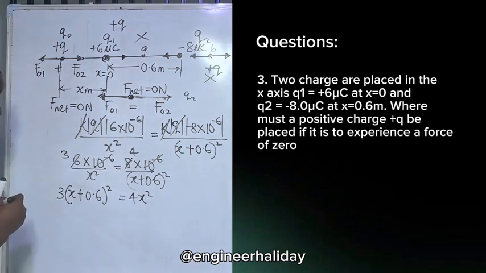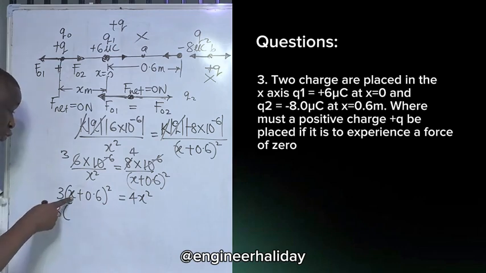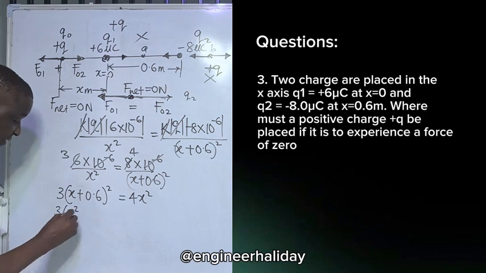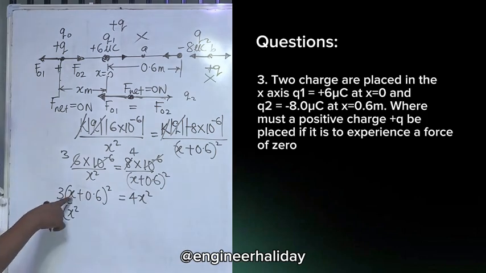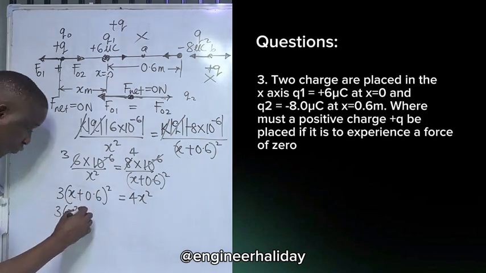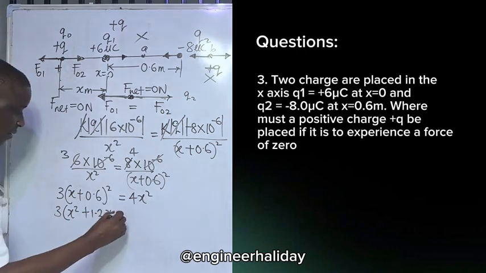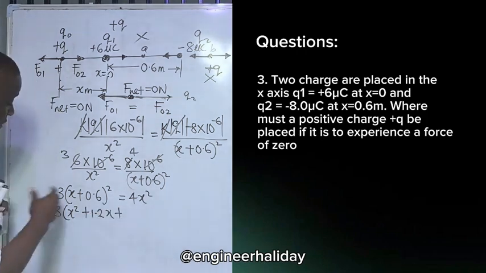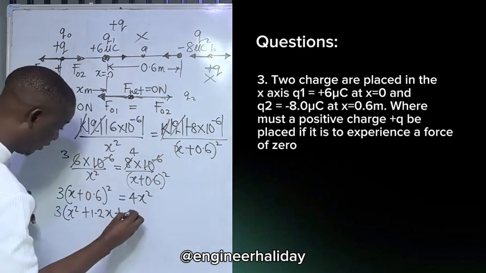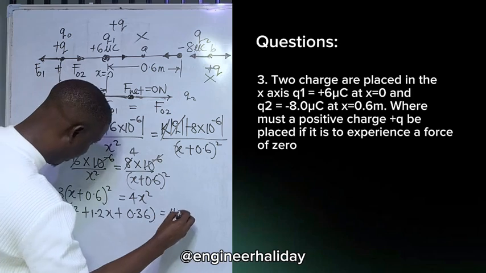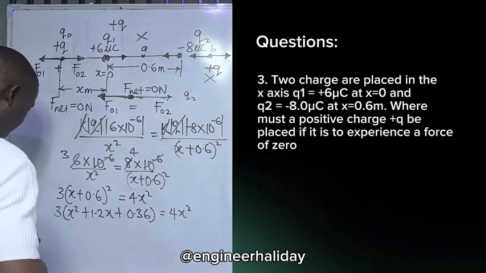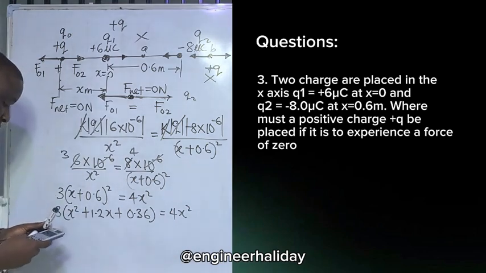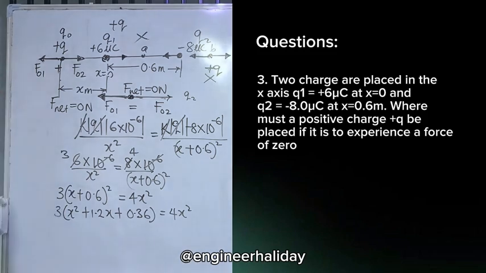Now let's play with it this time around. Open the bracket first using the expansion. Square this, x squared, then x times 0.6 times 2, which gives us 1.2x, plus 0.6 squared. Now square this side, which is 0.36, equals 4x squared. Now let's confirm it so that we can see 0.36, yes, I'm correct. So now let's open the bracket.